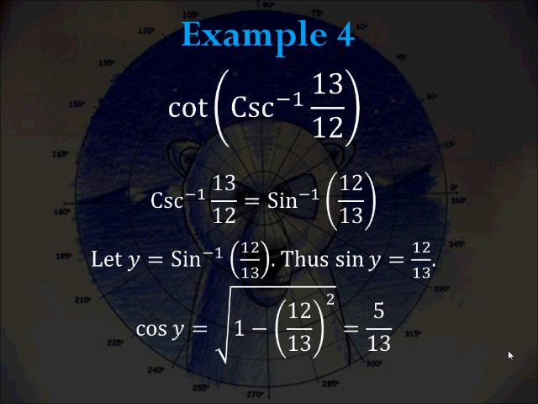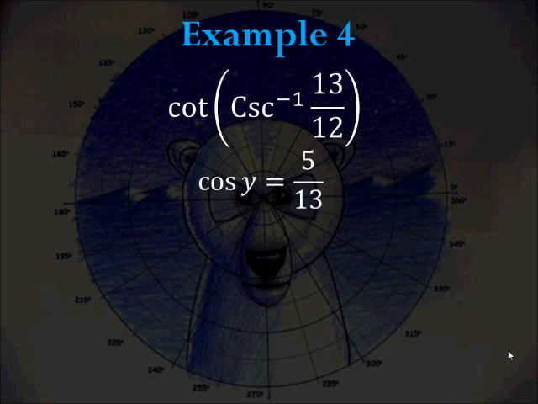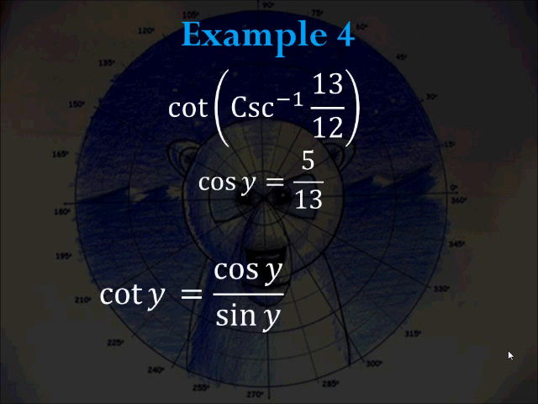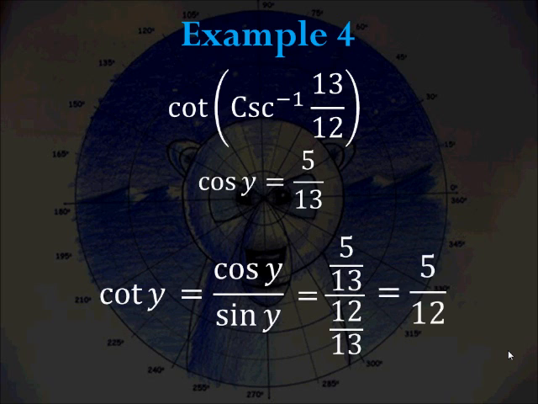Now, you might remember, what does cotangent equal? Well, cotangent equals cosine over sine. Well, we now know the cosine of y is 5/13. We already figured out the sine of y was 12/13, and so now we divide 5/13 by 12/13. The 13s cancel, and you're left with 5/12.